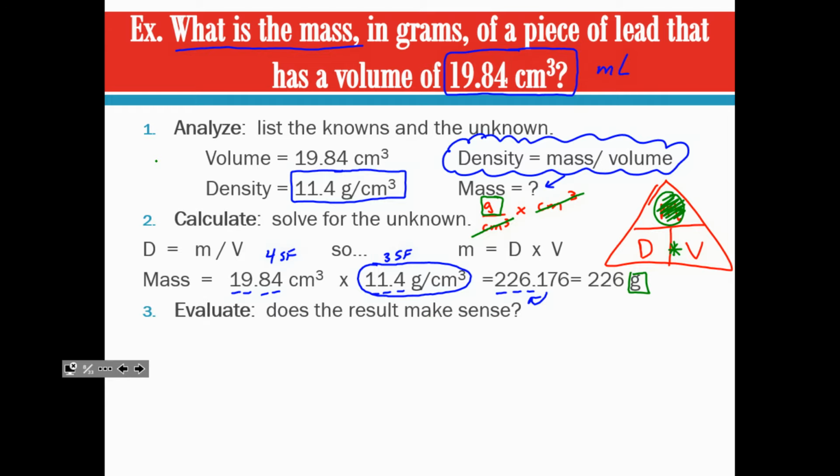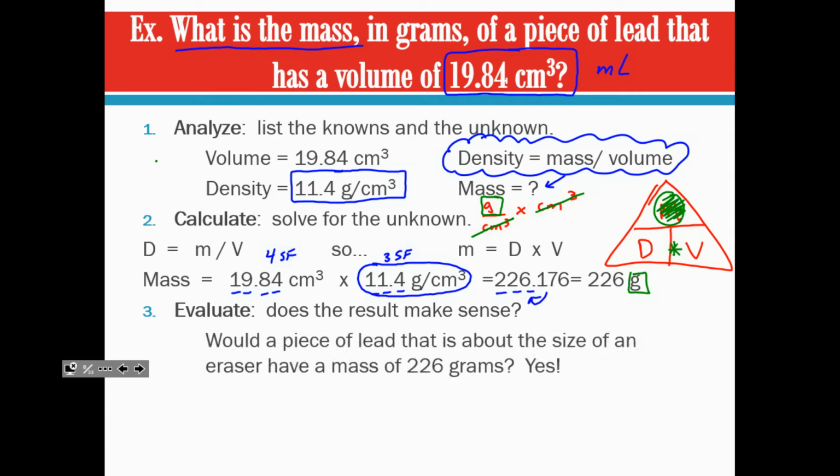Step 3, let's evaluate. Does the result make sense? Well, if we're looking at units, yes, mass should be in grams or some sort of unit for weight. And if you don't know about volume, the volume we have is about the size of an eraser, 19.84 centimeters cubed. Does it make sense that the mass is 226 grams? Well, yes, it does. If you're familiar with volume, it does make sense. That sounds reasonable. If you got like 5 million, that does not sound reasonable, and we may need to evaluate something else. That is all for this video. Next will be conversion of units and dimensional analysis.